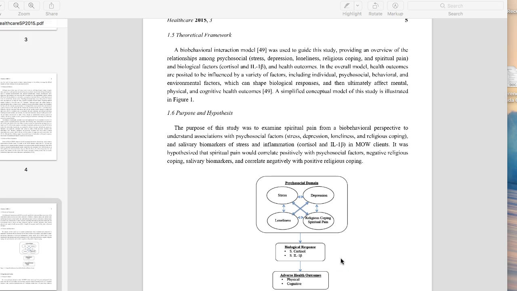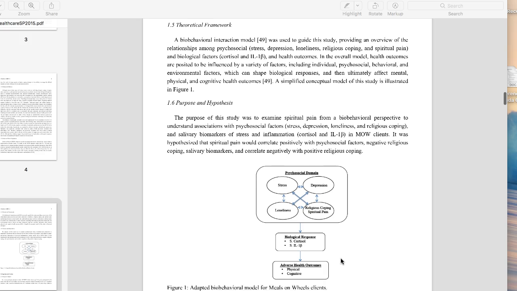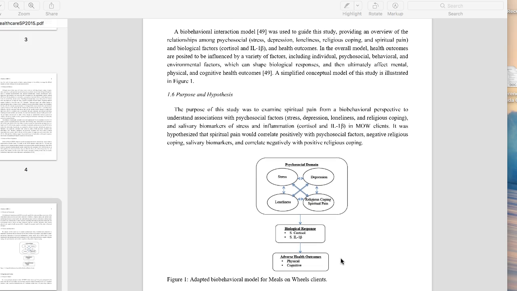So you don't have to find the very perfect theoretical model that fits perfectly with all your variables. What you need to do is find something that works and that you can adapt and that you can defend reasonably. I was able to adapt this because my defense for adapting the original model was that this is a simplified conceptual model of the study, and that's illustrated in figure 1.